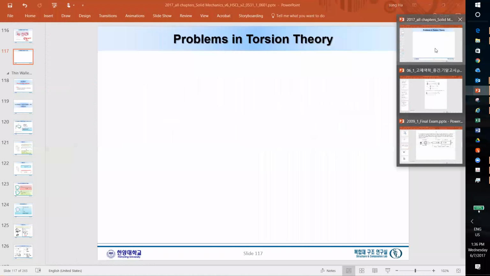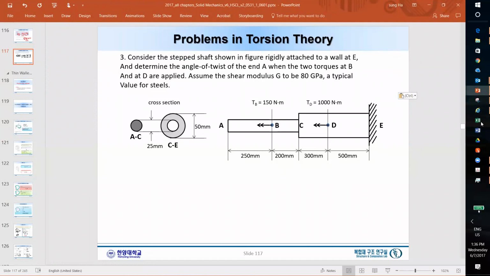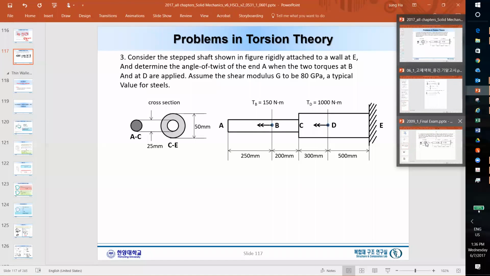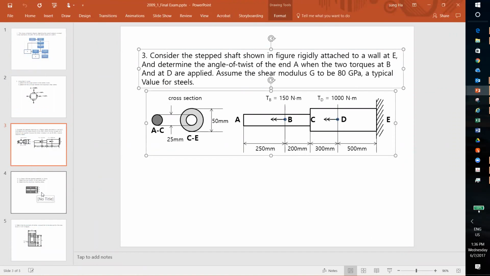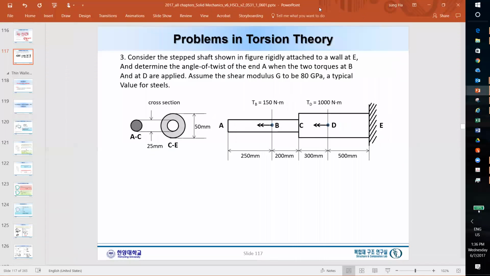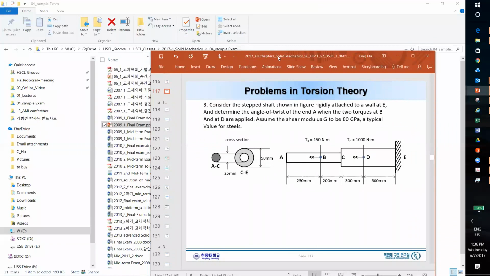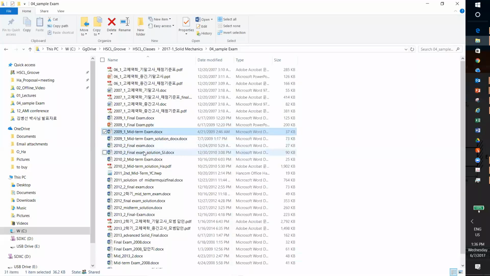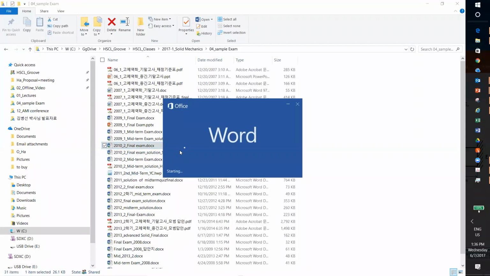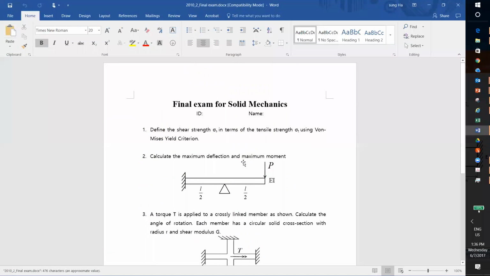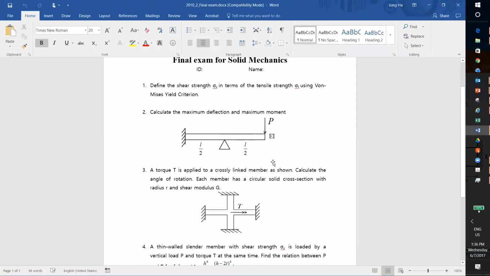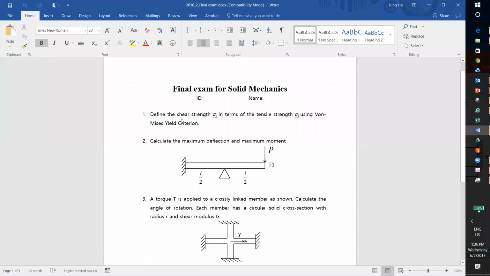And again, please try to practice yourself, or try to solve it yourself. Okay, there is a final exam 2010. This is 2010.